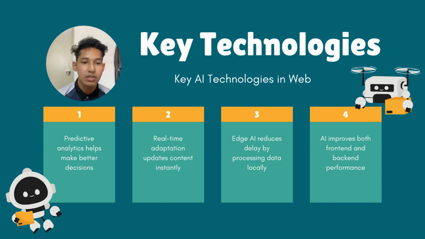Another important technology is real-time adaptation. This allows websites to change content instantly based on user actions such as clicks, scrolling, or time spent on a page. This ensures that users always see the most relevant content. Edge AI is also a key technology. It processes data closer to the user, such as on their device or browser, instead of sending it to a distant server. This reduces delay and improves performance, especially for real-time applications.